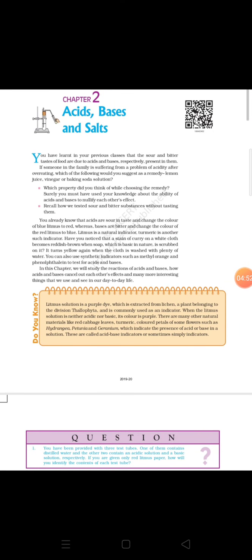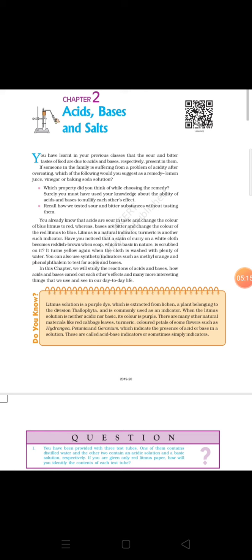Now one question is given based on this. You have been provided with three test tubes. One of them contains distilled water and the other two contain an acidic solution and a basic solution respectively. If you are given only red litmus paper, how will you identify the contents of each test tube?